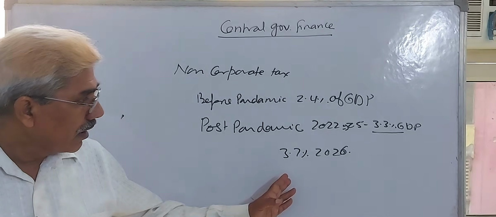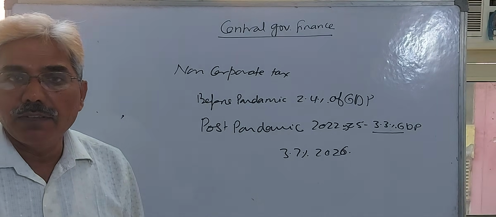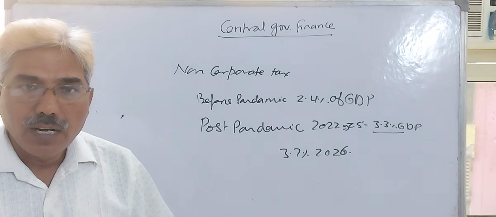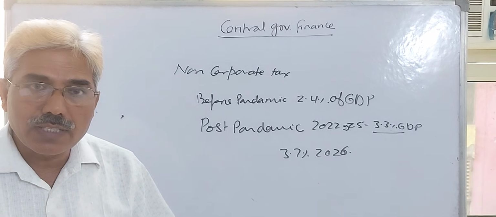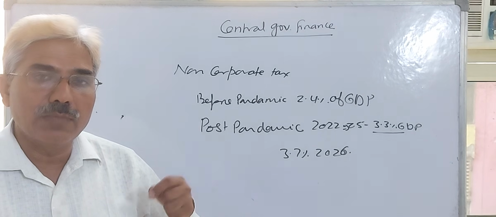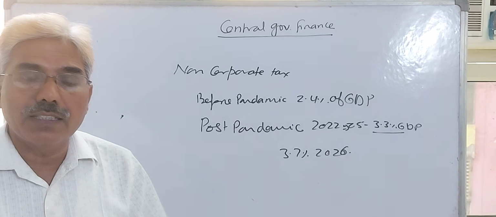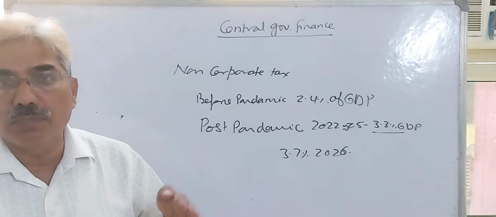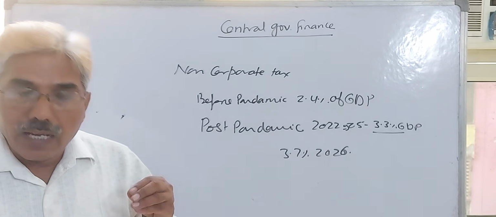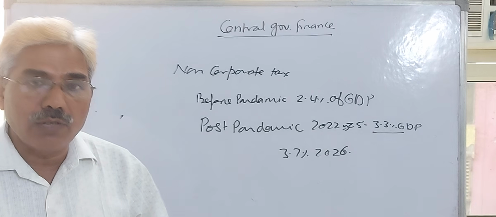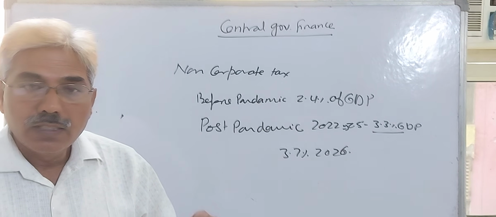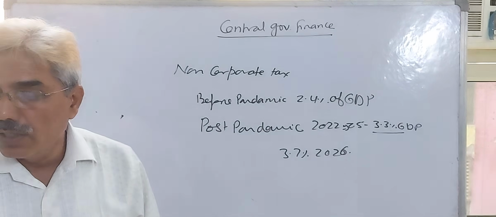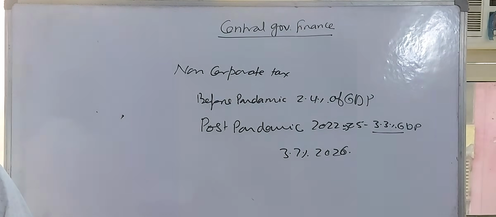What is the rationale? If our non-corporate tax revenue is increasing, what does it mean? It means our government revenue receipts are increasing, and the government is utilizing this revenue for more capital expenditure rather than public expenditure. In absolute terms, in the recent budget, 12.2 lakh crore rupees is allocated. In GDP terms, it increased from 1.7% of GDP to 3.7% of GDP.